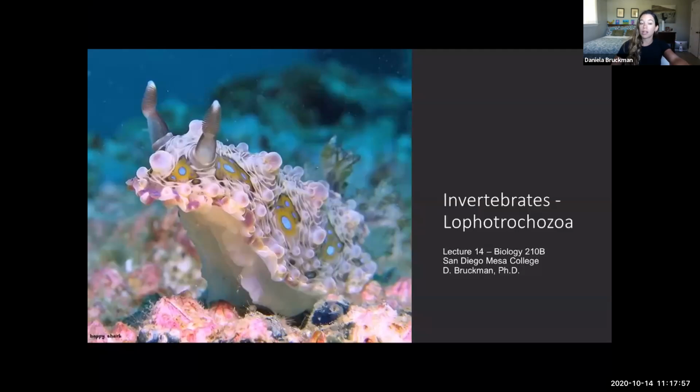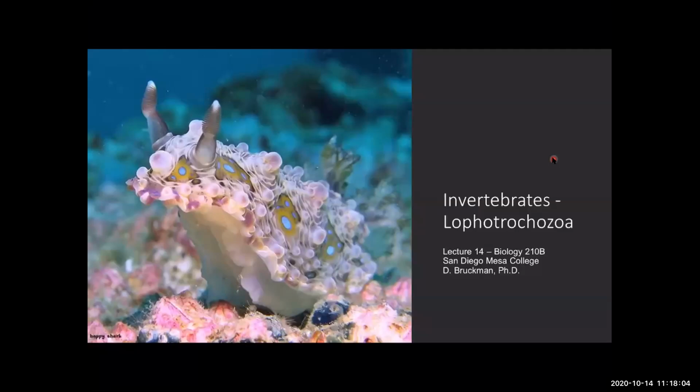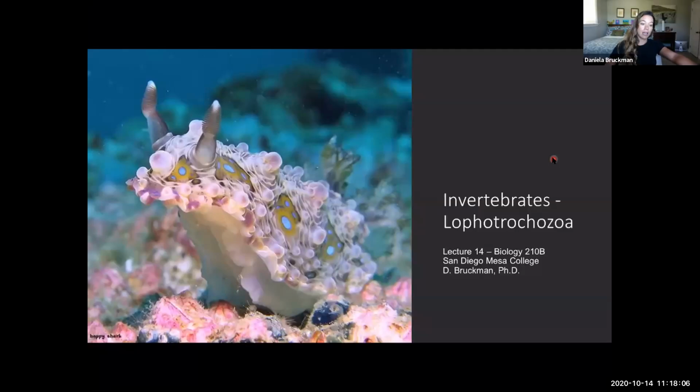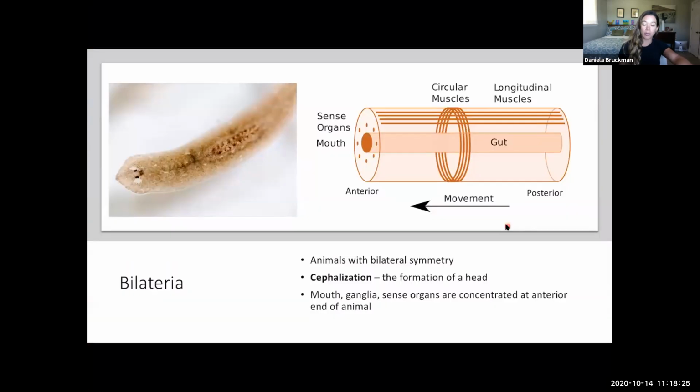So today we're going to be exploring our first group of bilaterians, of organisms or animals that have bilateral symmetry. And we're going to look at a specific group of bilaterally symmetrical animals known as the Lophotrochozoans. And I know that's a big, weird word. We will define it. But the Lophotrochozoans are meant to represent a monophyletic group of invertebrate animals. So this is going to include a few different phyla, some of which are my favorite ever, like the mollusks.